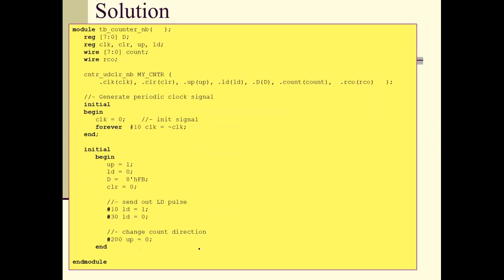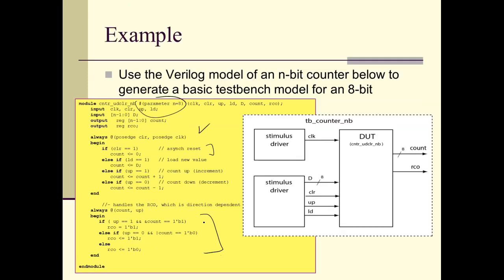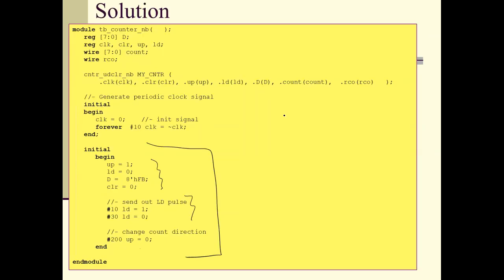The issue here is how to generate that clock signal. Before, in our previous test benches, we just assigned values and waited, assigned values and waited, and that works fine. But what else we need here is to generate the clock signal. We are going to use a different stimulus driver especially for the clock. Here are my two initial blocks, and there is the initial block that generates the periodic signal.